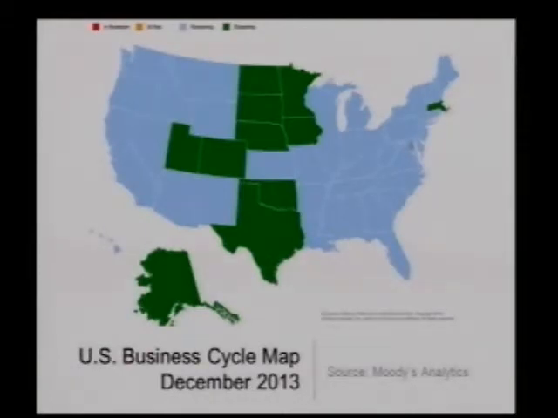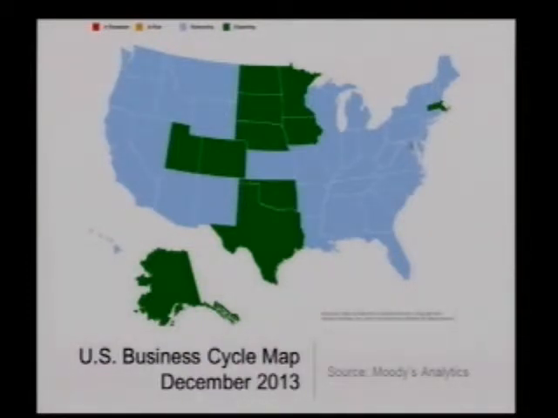So the U.S. business cycle map in December of 2013, this is what the national economy looks like. The green indicates states where the economy is expanding. Red would be recession. Yellow would be at risk, and light blue would be recovering. Now, if you were to look at this map back in 2009, every state was red. This is really different than last time. So we're starting to see some real positive changes.